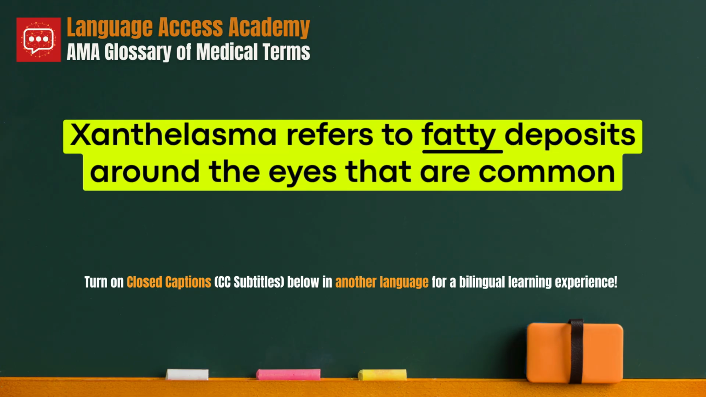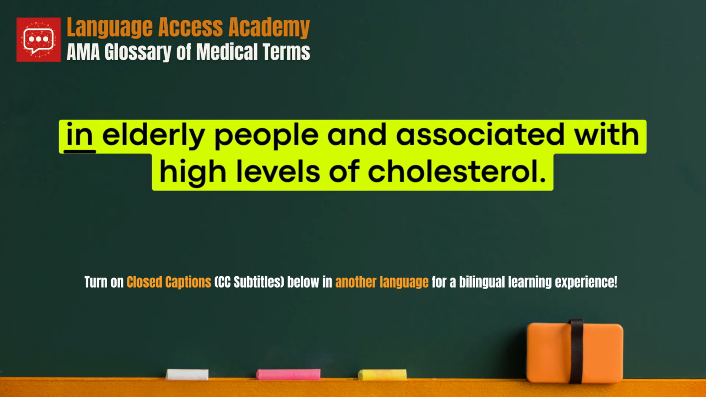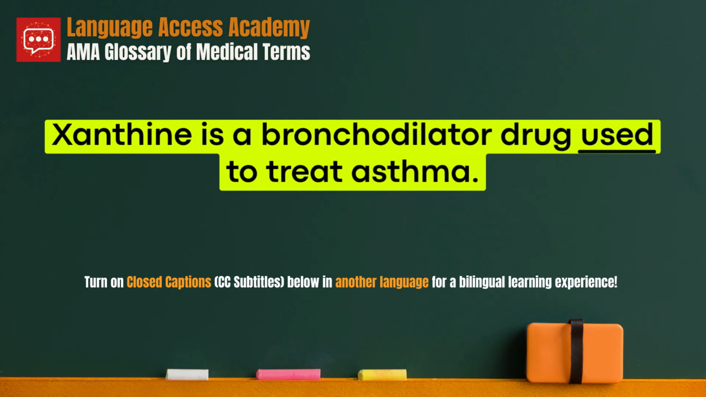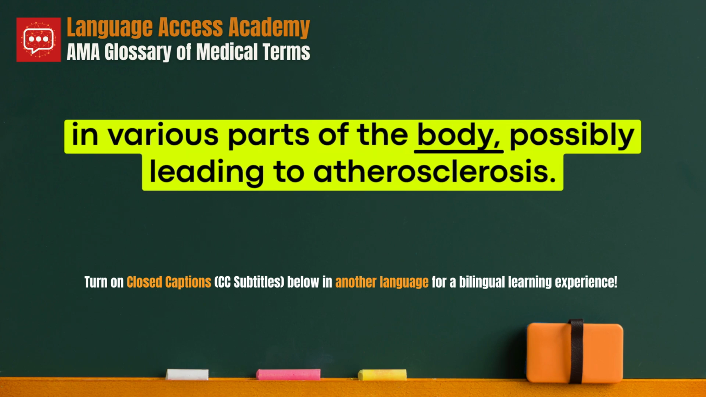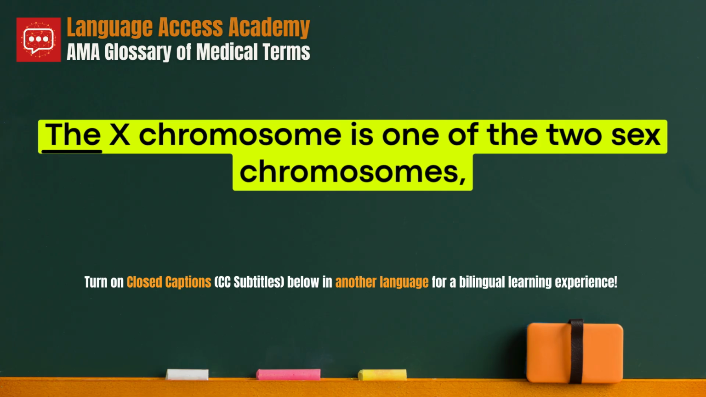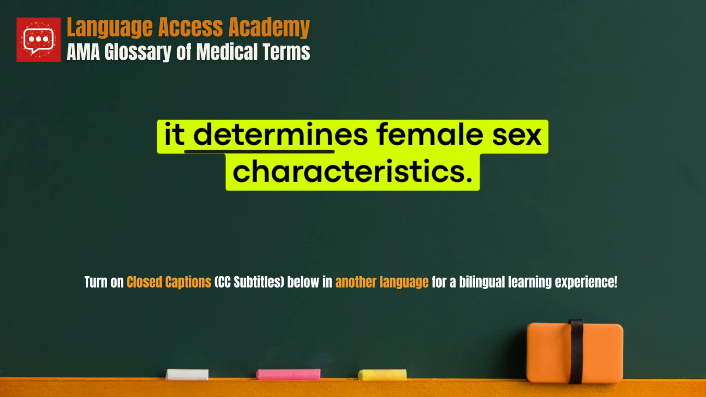Xanthelasma refers to fatty deposits around the eyes that are common in elderly people and associated with high levels of cholesterol. Xanthine is a bronchodilator drug used to treat asthma. Xanthomatosis is a condition in which fatty deposits occur in various parts of the body, possibly leading to atherosclerosis. The X chromosome is one of the two sex chromosomes. It determines female sex characteristics.